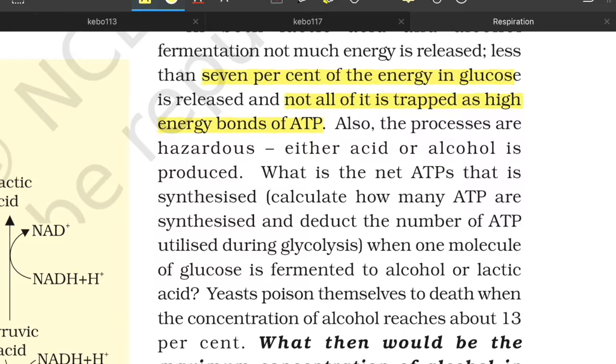Why are we doing this? This is a stupid process. We'll see why it is so. What is the net ATP? Yeah, we have seen, when one molecule of glucose is fermented to alcohol or lactic acid, that was the question, right?